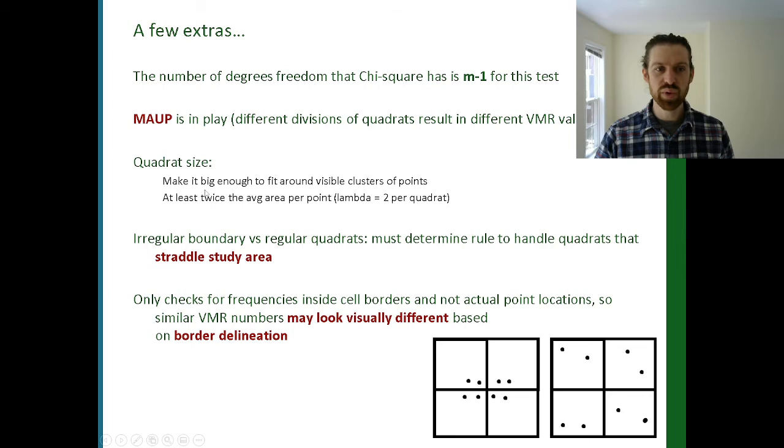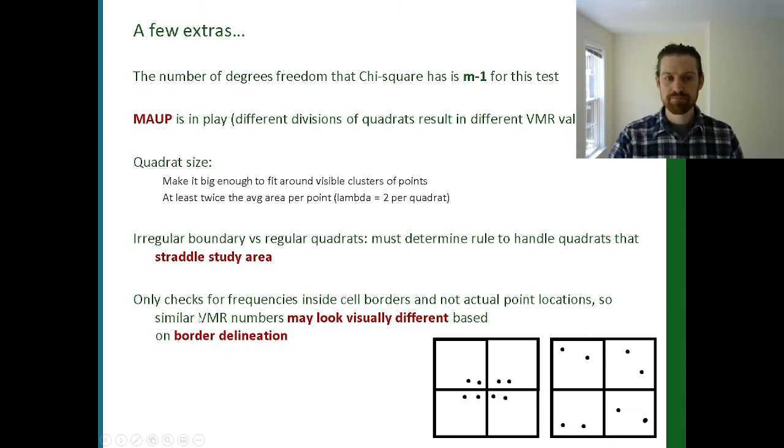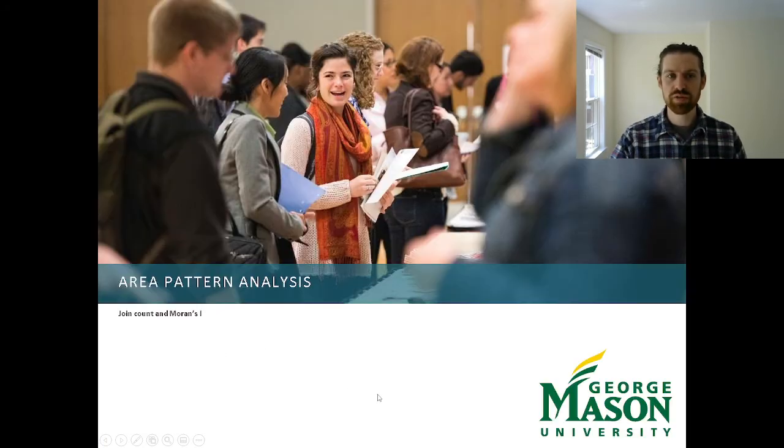Okay, so really what you want to do is make it big enough to fit around the visible cluster of points. And to do that, you might want to have at least twice the average area per point, okay? So, these are just some general rules which you can follow.